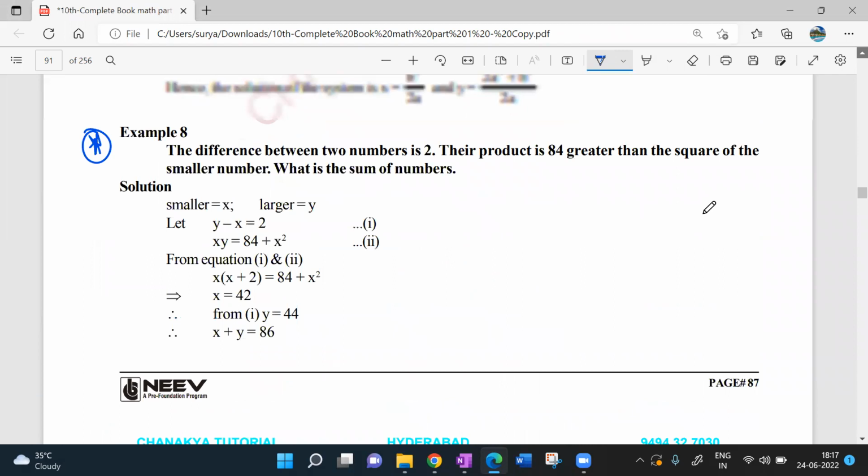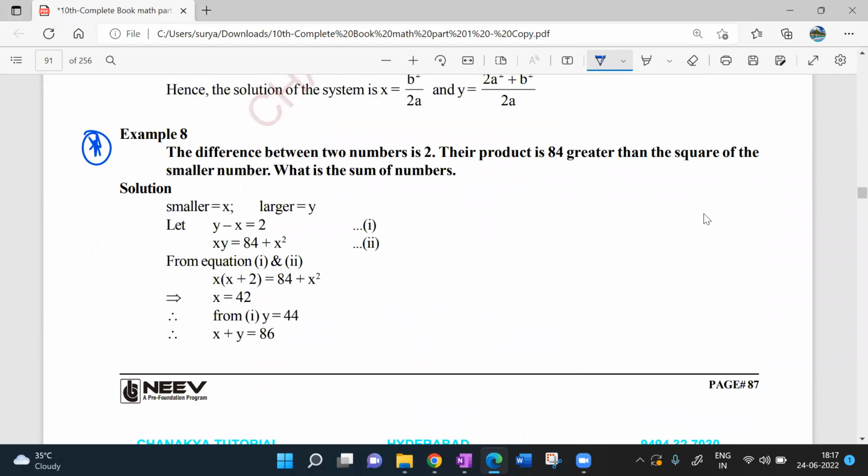86 is the right answer. Look at this, very simple. That is what he has given here. He has given an explanation. The difference between two numbers is 2, so I can take x minus y is equal to 2 or y minus x is equal to 2. You will not be having any order, difference means 2, you can take it like this. So y minus x is equal to 2 he took. Larger number is y, smaller number is x, he took.